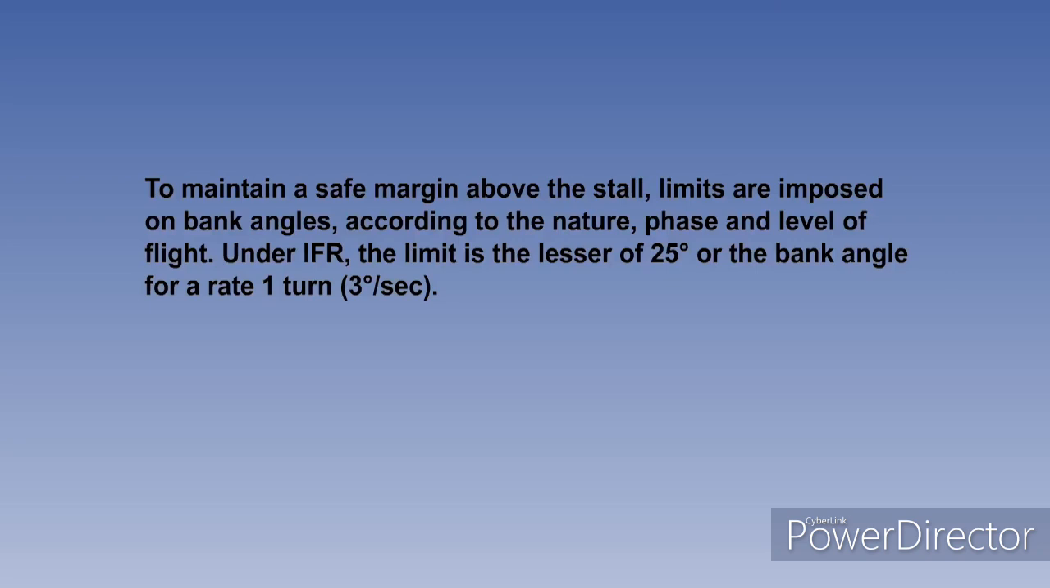Whilst operating at high CLs, particularly during takeoff and landing, only moderate angles of bank should be used when manoeuvring the aircraft. For modern high-speed jet transports, the maximum bank that should be used is 30 degrees, except in an emergency. The normal maximum under instrument flight rules, IFR, is 25 degrees, or the angle of bank for a rate 1 turn, 3 degrees per second, if this is less. At higher altitudes, the normal maximum would be about 10 to 15 degrees.